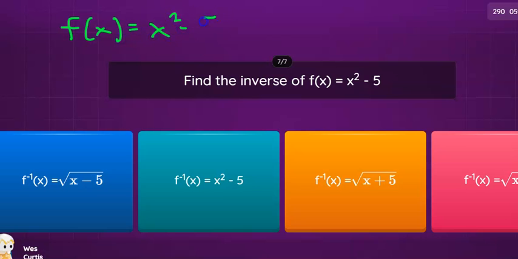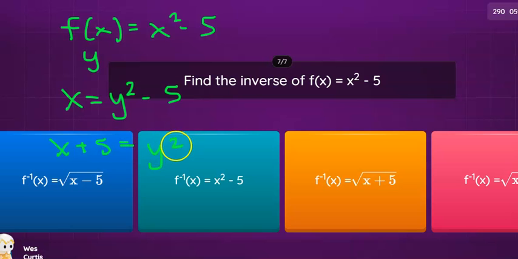Follow your steps. Take your time. Follow your steps. Change f of x to y. Switch your x and your y, and then get y by itself. Got 2 things to get rid of. Which one's further away? Definitely the 5 is further away. We know how to get rid of -5, and we know how to get rid of a square. Make sure when you square root that you square root the whole side, not just the x, not just the 5, but both of them. Like, see how this entire thing is square rooted and not just the x, like over here.